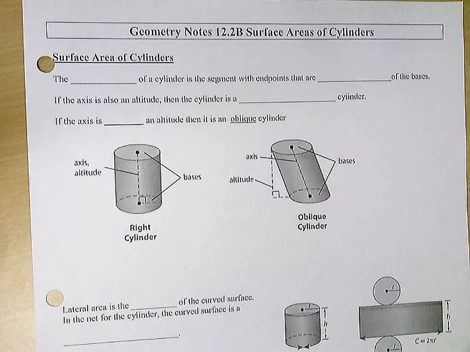The shape is always going to be a circle. Okay? Quiet, please. So, going over some different parts of a cylinder.